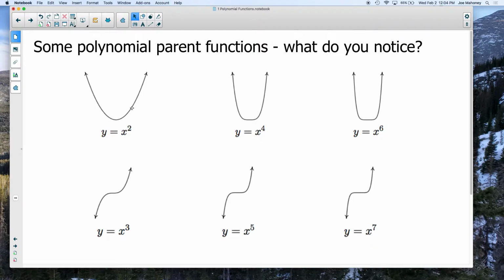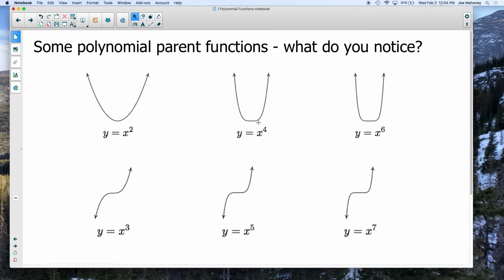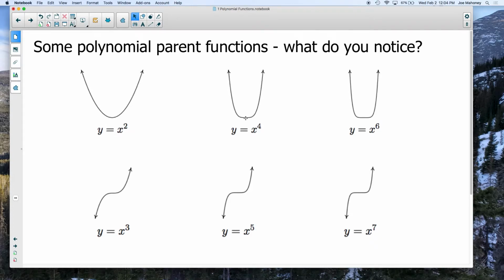Notice what happens when that power is an even power, when it's an even exponent. It is kind of parabola-ish, but notice that it starts to get a little flat here in the middle. It gets a little bit flat there, and it gets more flat there. That's true about those functions with even exponents.